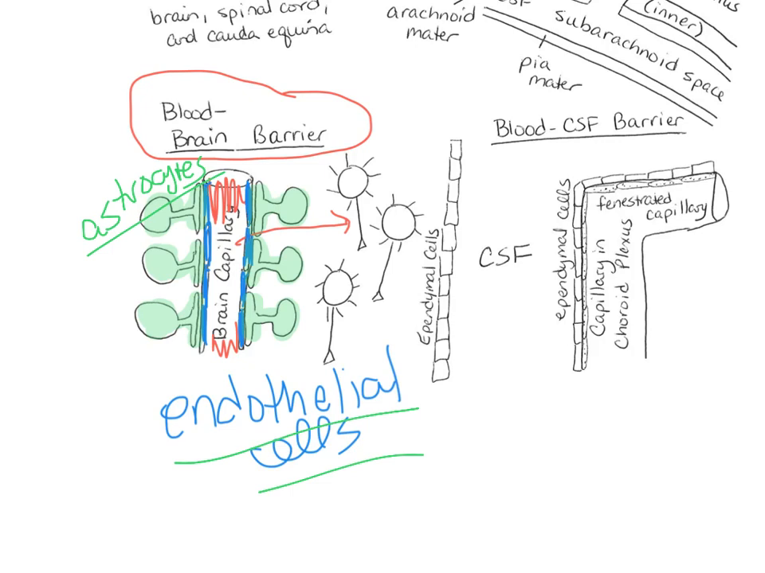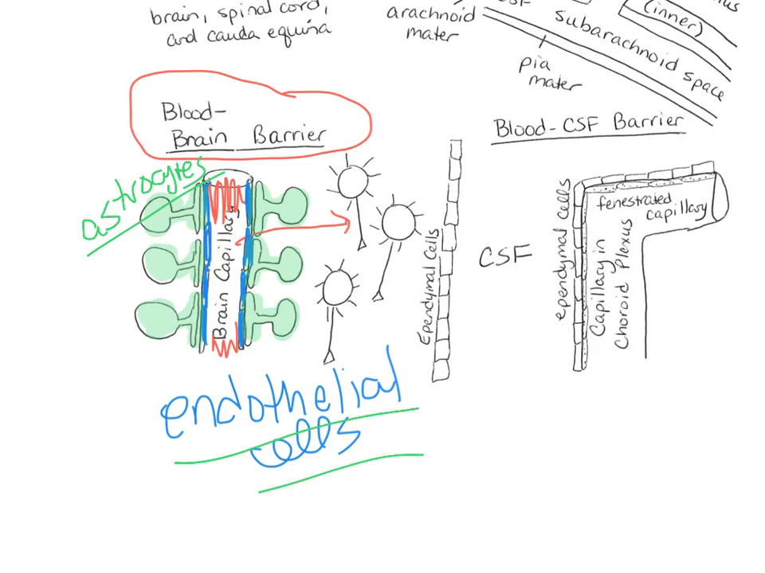Like tetracycline can't go through that blood-brain barrier, right? There is a drug, an antibiotic, sulfadiazine, that can cross it. But otherwise, we have to have like a lipid antibiotic to get through that blood-brain barrier. Because those endothelial cells that surround that blood vessel have a phospholipid bilayer, right?